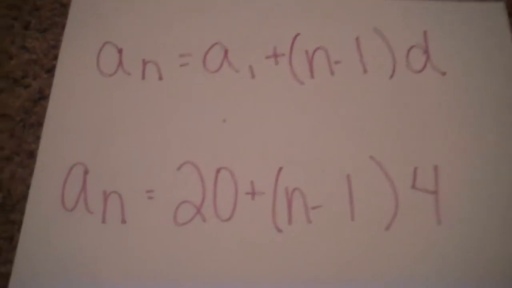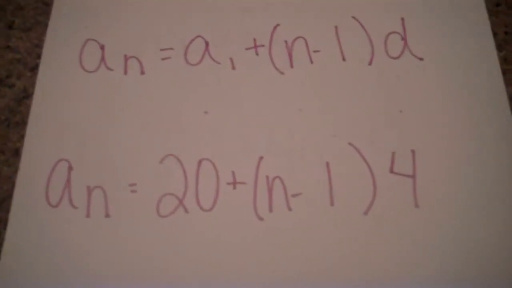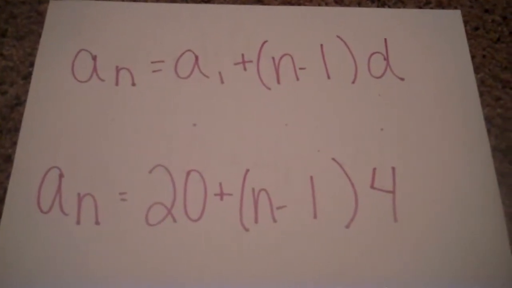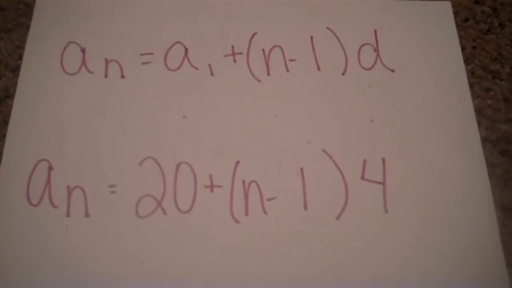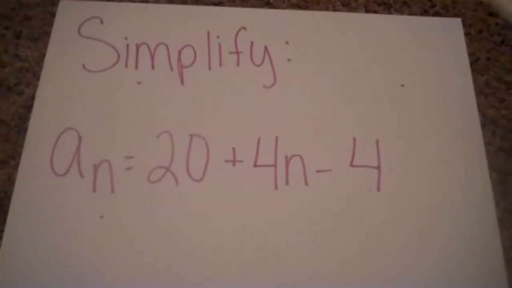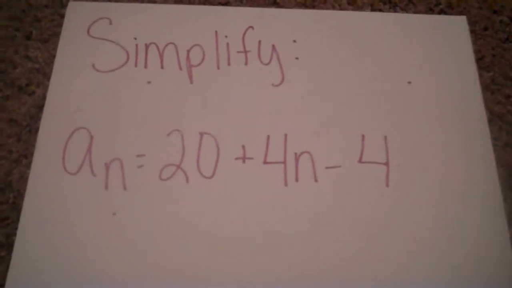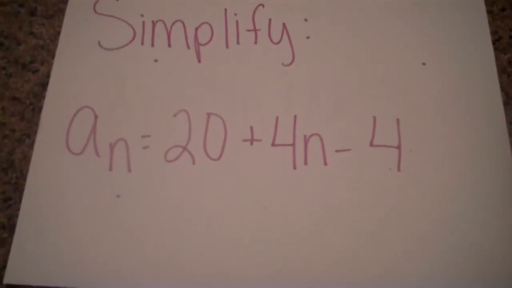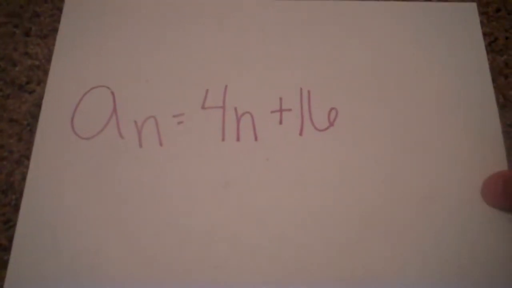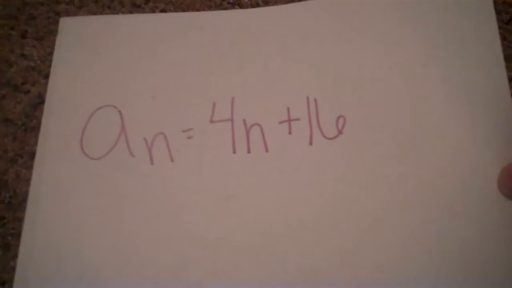So going back to the previous sequence, your equation for the explicit formula would be a_n = 20, which was the first term of the sequence, plus (n - 1) times 4, which was the common difference. And then you would just simply simplify. So then you would get a_n = 20 + 4n - 4. And then break it down even more, you'd get a_n = 4n + 16.